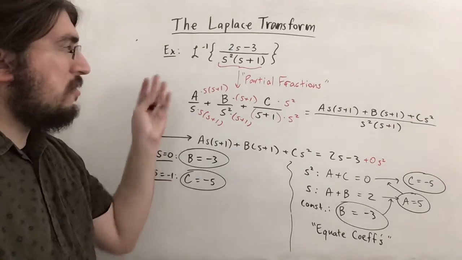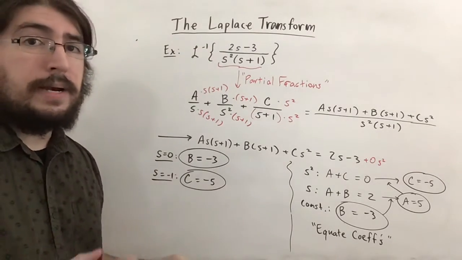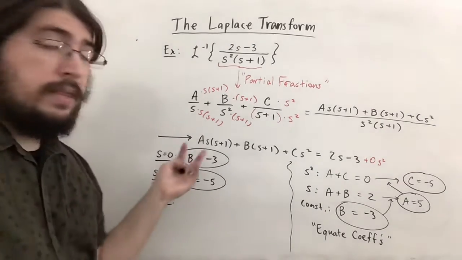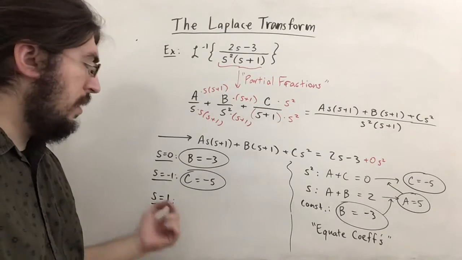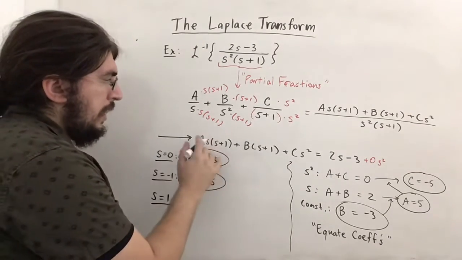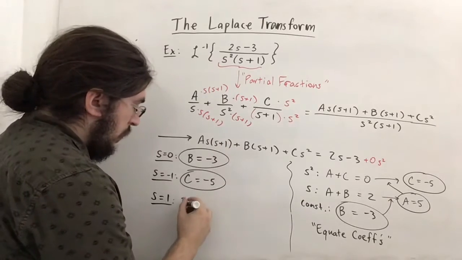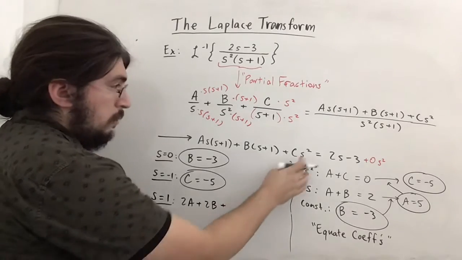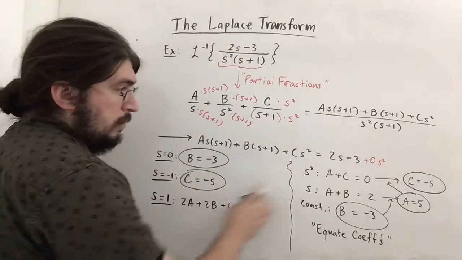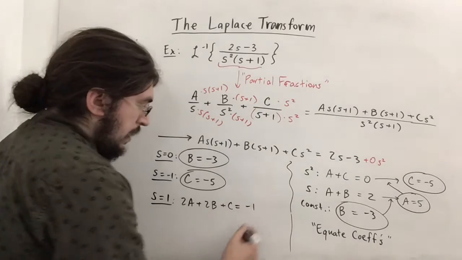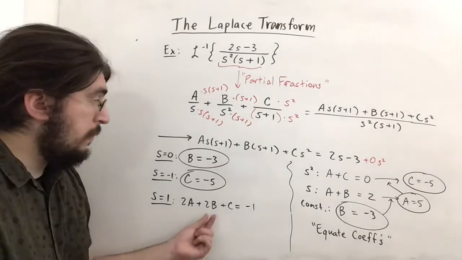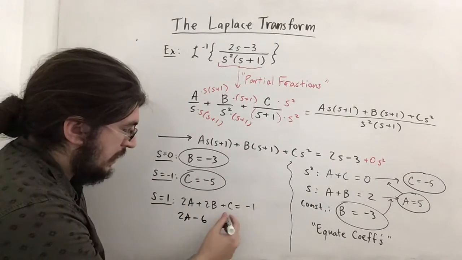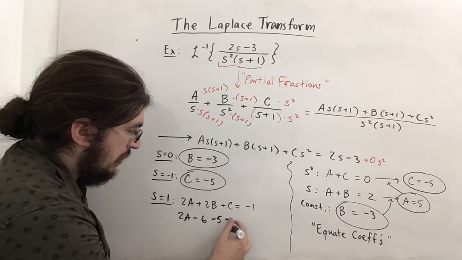And now we don't have any other values to plug in that will make either factor in the denominator 0, but you can just pick any value of s actually, and you'll get an equation that hopefully is nice. So I'm going to pick s equals 1. It's a pretty nice value. When you plug it in, you get a times 1 times 2, so that's 2a, plus 2b, plus 1 squared is 1, so that's plus c, is equal to, when you plug in 1 here, 2 minus 3 is negative 1. Now we don't know a here, but we know b and we know c. So we're going to get 2a minus 6, because 2 times negative 3 is negative 6, and plus negative 5 is equal to negative 1.